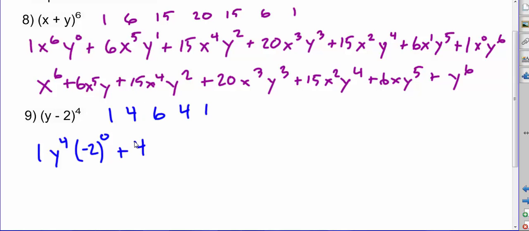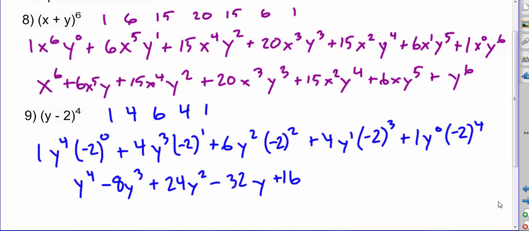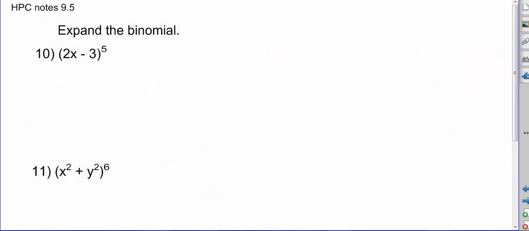Then we go to the next coefficient, reduce the power of y, increase the power of negative 2. And now you can see the rest of the work on number 9. Essentially, just continue until your first term gets to the 0 power and the last term gets to the highest power, and then simplify. Notice the alternating signs, but this is my expression. That's y minus 2 to the 4th.